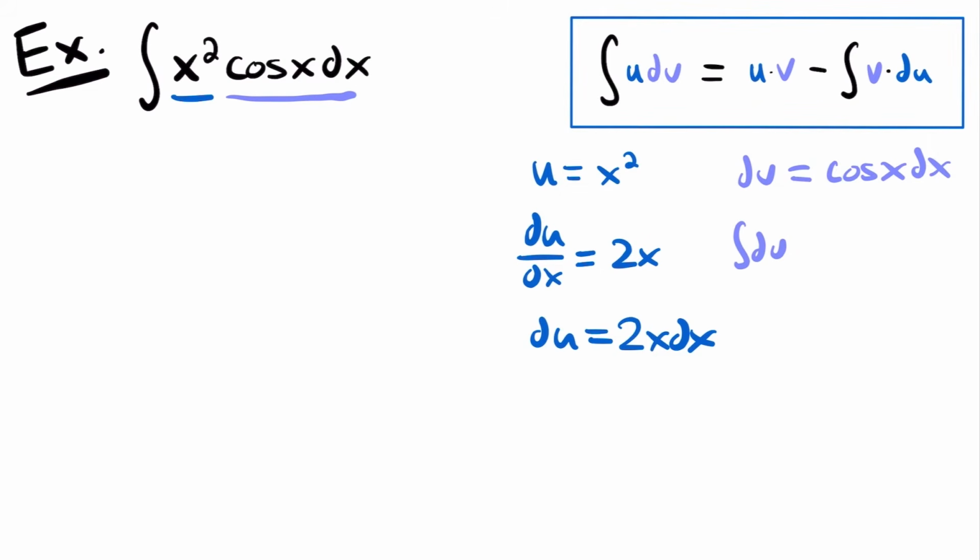So the integral of dv is equal to the integral of cosine x dx. And the integral of cosine x is positive sine x. And so v is equal to sine x. Okay, and so let's rewrite this integral using our integration by parts formula.